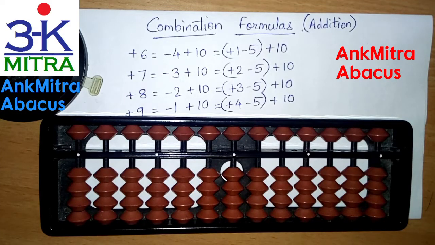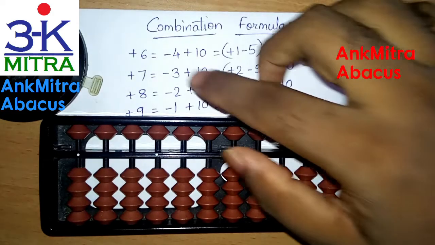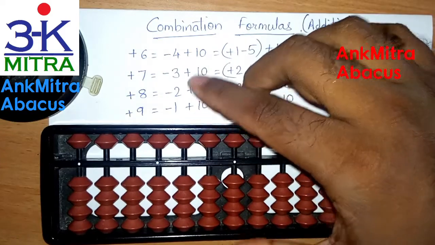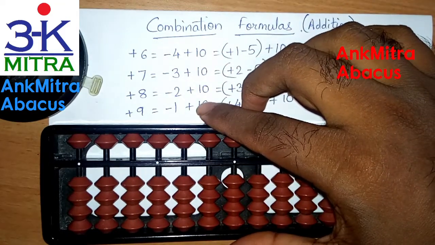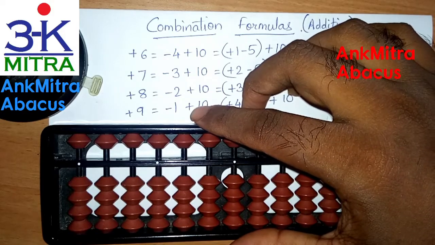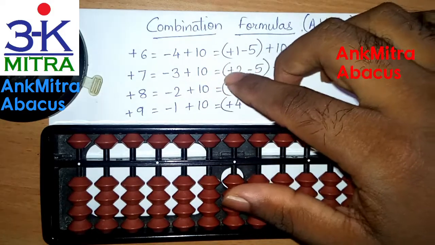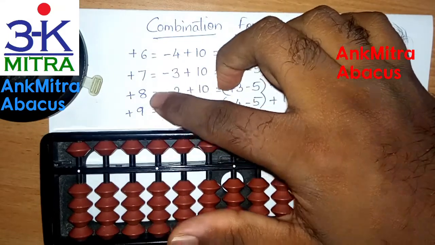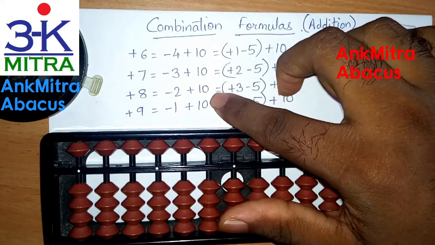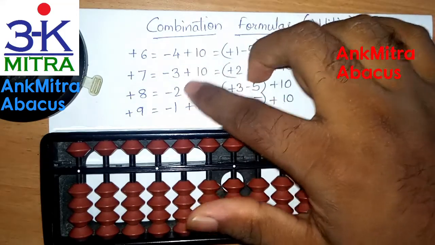Hello everyone. In this video, I'll be focusing on combination formulas. There are certain situations when we cannot add a particular number greater than 5. This combination formula is used only in situations where the digit to be added is greater than 5. So in certain situations, we cannot add these digits 6, 7, 8 or 9 using these big friend formulas, the respective big friends.